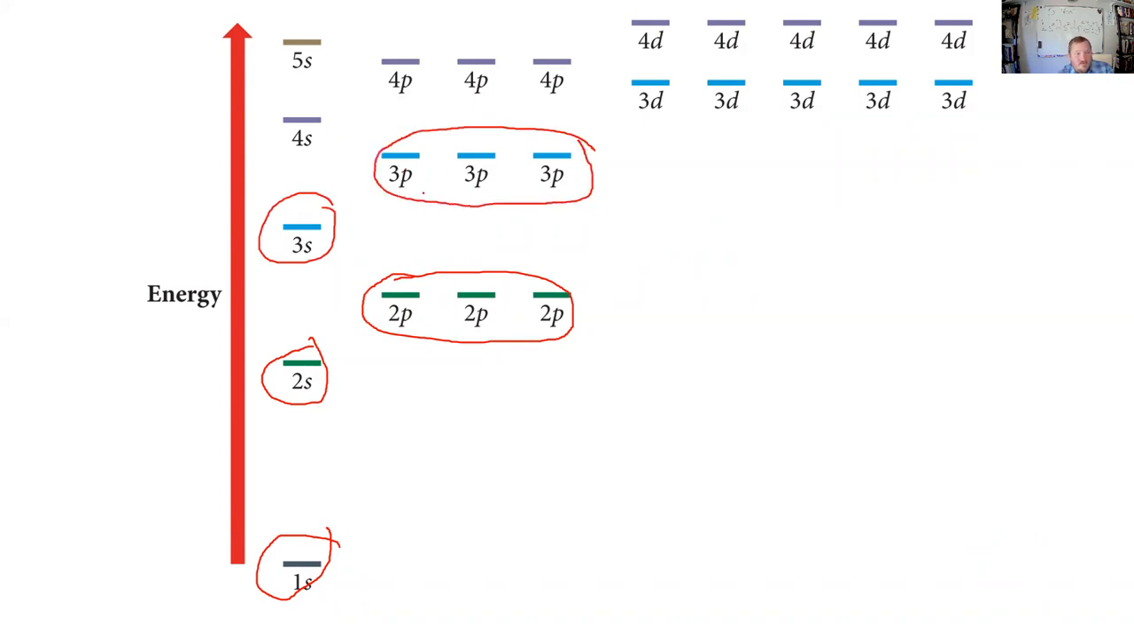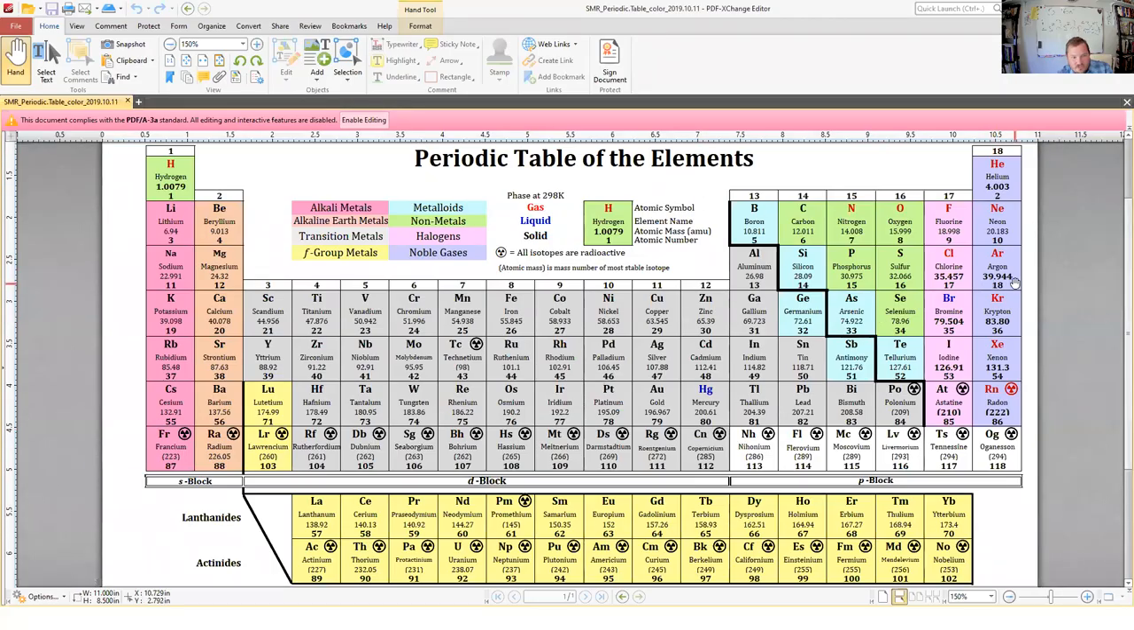And then things start getting really a little bit messy because it turns out that there's actually a 3d orbital, but it's actually higher in energy than the 4s. So on the periodic table, we finish the third row, but that's not actually filling up the third energy level completely. We just go back and fill up 4s first, and then we fill up 3d. So this middle section here is called the d block, also known as the transition metals.